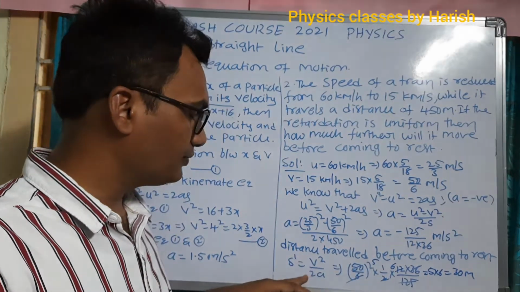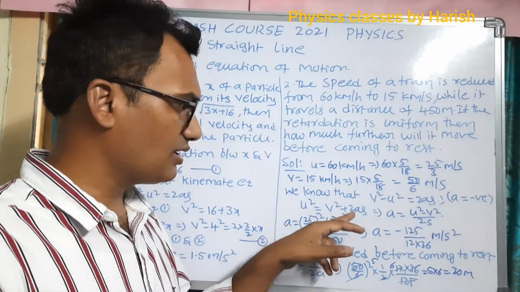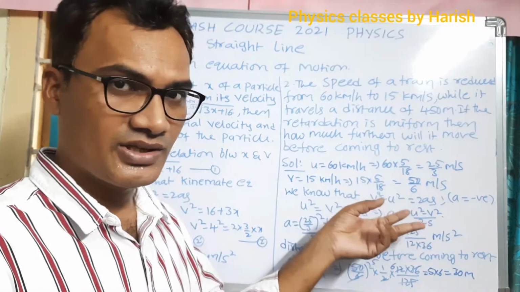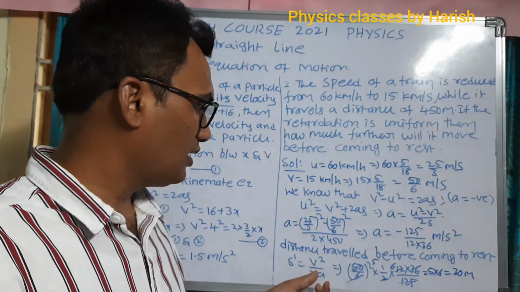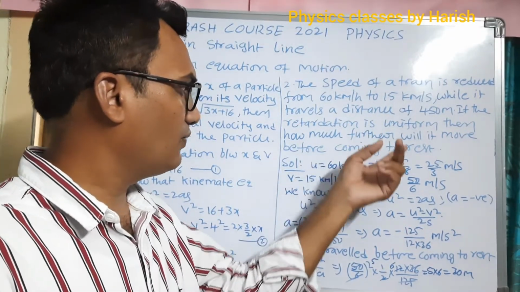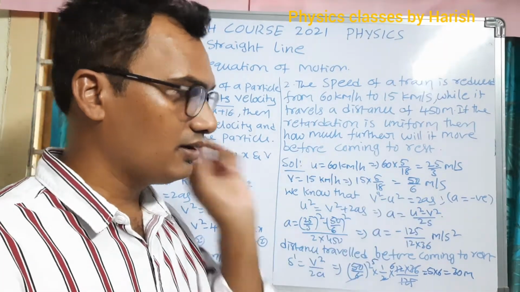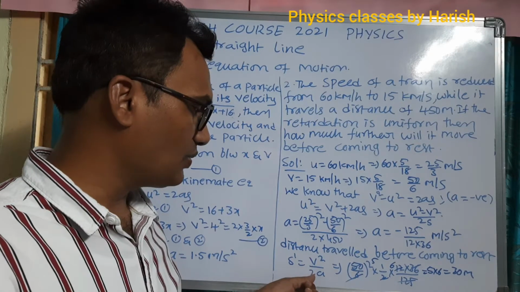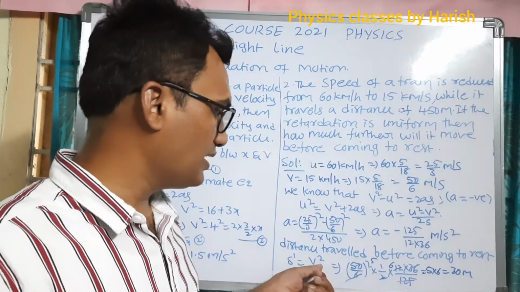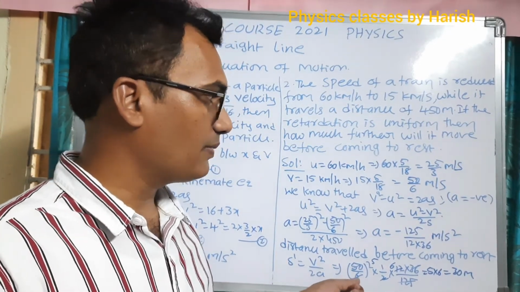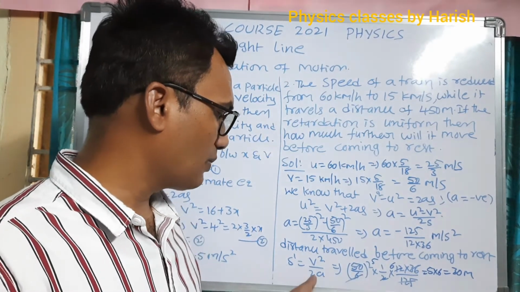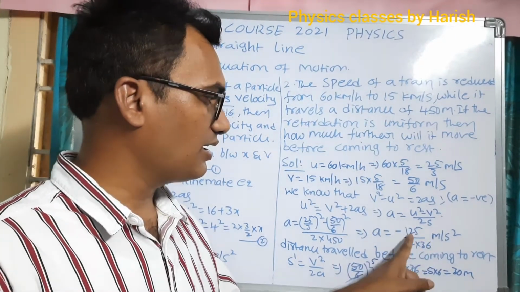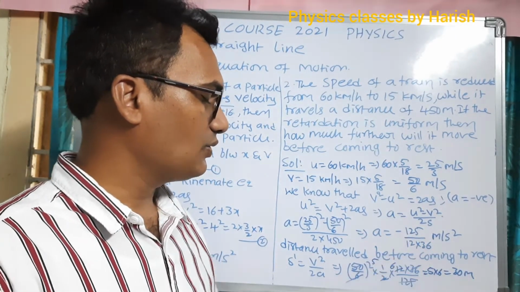So again, the same formula: v square minus u square is equal to 2as. Final velocity will be 0. Initial velocity will be 50 by 60 meter per second. So from that, s is equal to v square by 2a we can write. So v is nothing but 50 divided by 6 whole square into 1 by 2 into a, and a is what we calculated, 125 divided by 12 into 36.